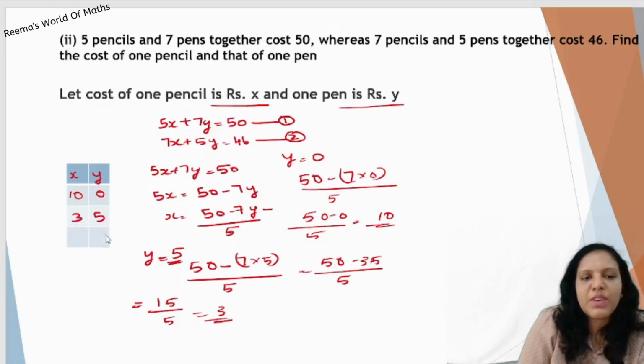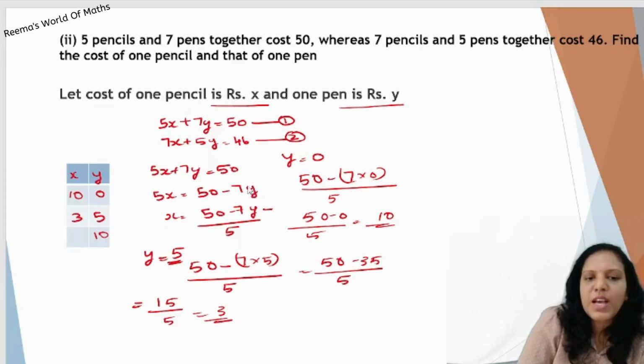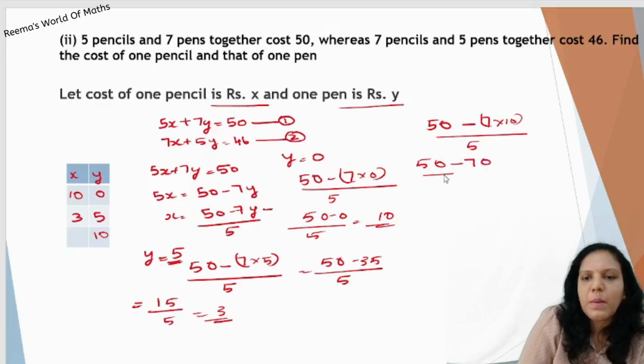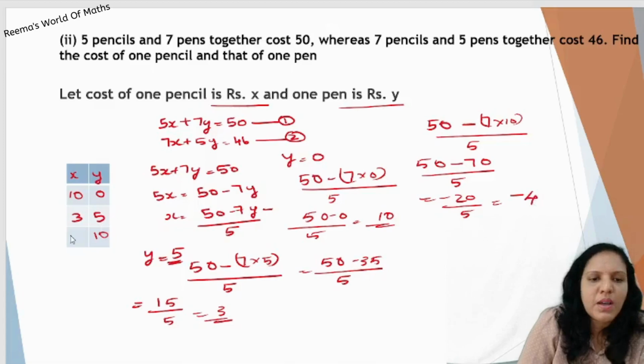Now let's replace the value of y with 10, which we know will also be divisible by 5. If we replace y with 10, it is 50 minus 7 into 10, divided by 5, which is 50 minus 70 by 5. That will give you minus 20 by 5, that is minus 4. So it is minus 4.